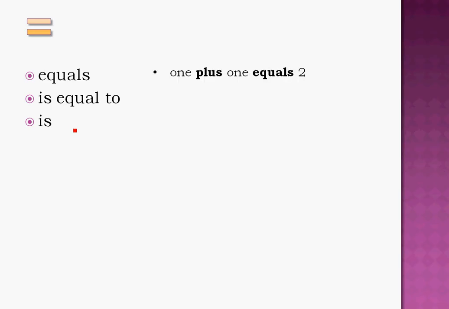A couple examples. Start with a really easy one. 1 plus 1 equals 2. We want to translate this. Now we have the word plus, which we talked about, but we also have the word equals. So instead of an expression, we can write an entire equation.